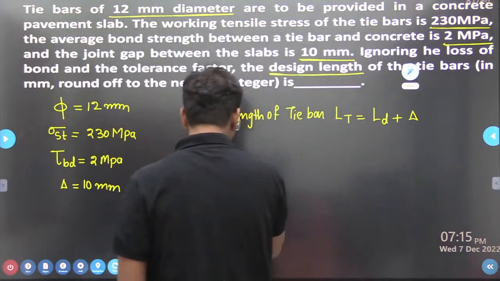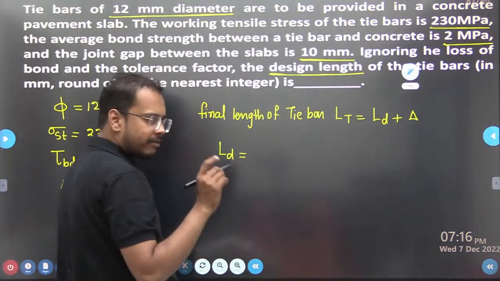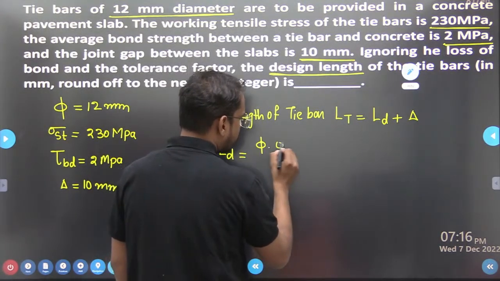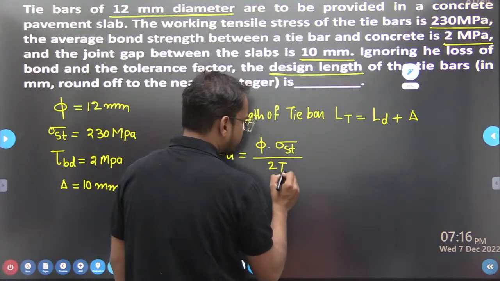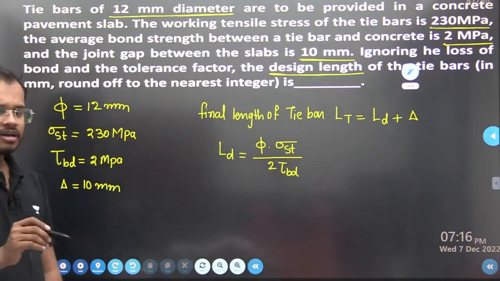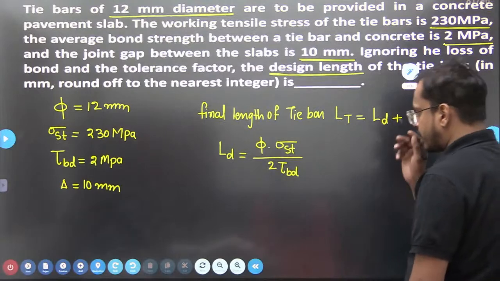So how to calculate development length in this case? Development length is equal to phi into sigma st. In highway engineering it is 2 tau bd, but if I talk about RCC, this is 4 tau bd. Am I right? So the development length is equal to phi into sigma st divided by 2 tau bd.